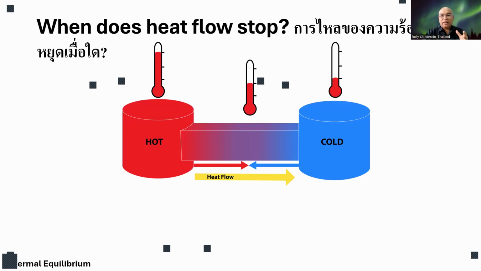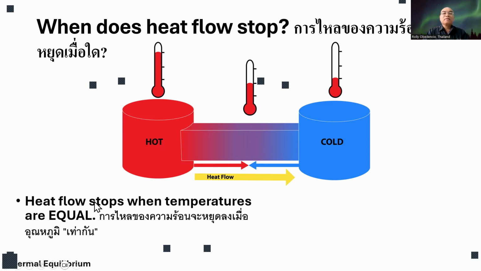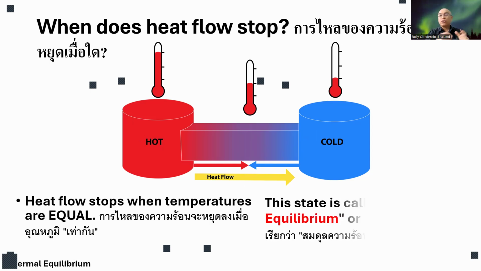Now, when does heat flow stop? All right, I just said, but just look at this picture again. This is cold, this is hot. The heat flow stops where? Of course, in the center. Why? Heat flow stops when temperatures are equal because the center has an equal temperature between hot and cold.